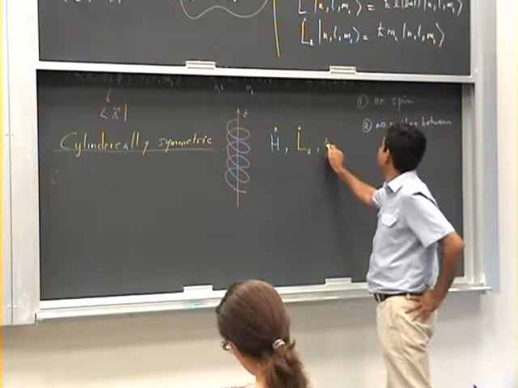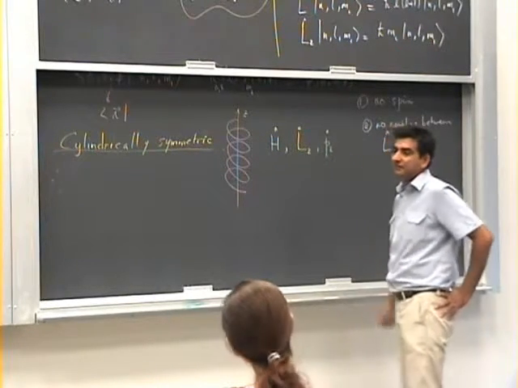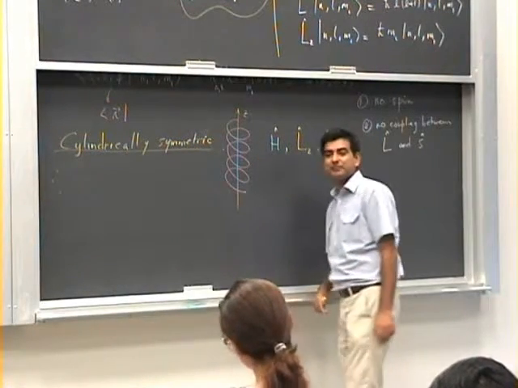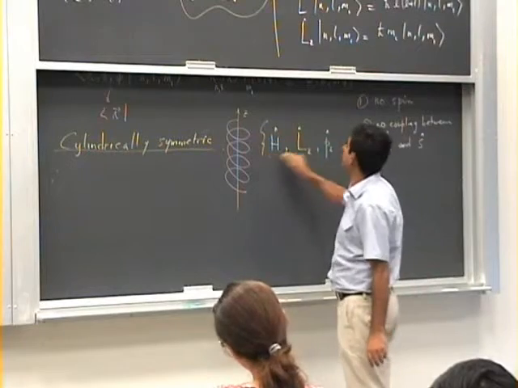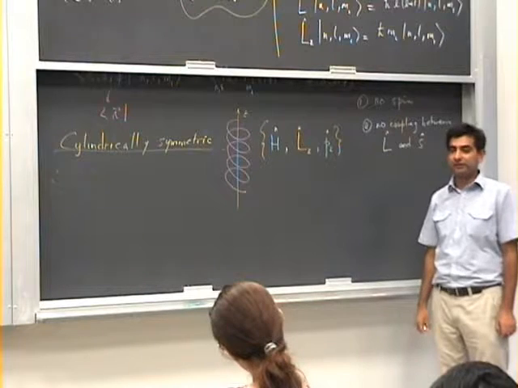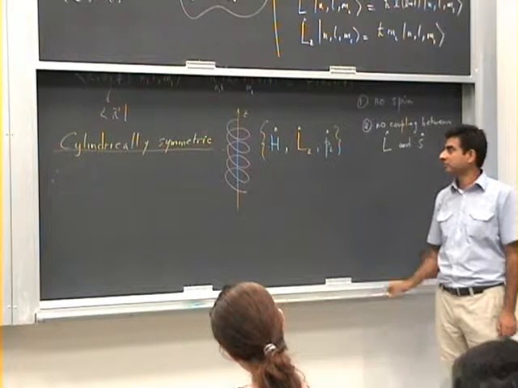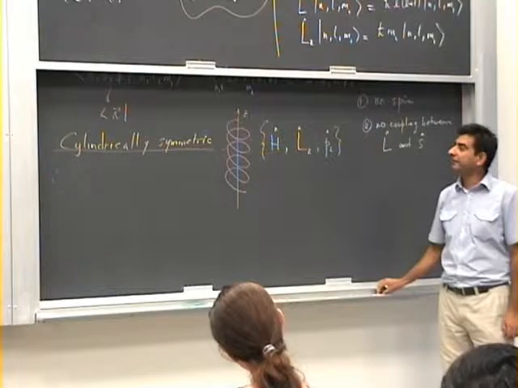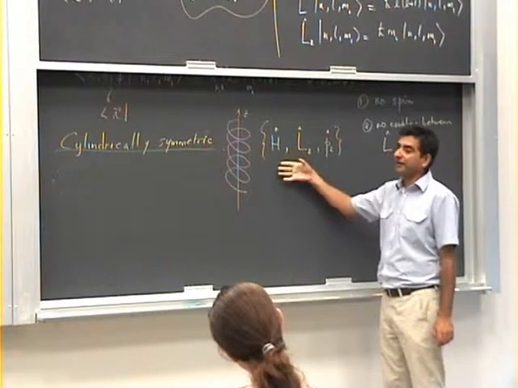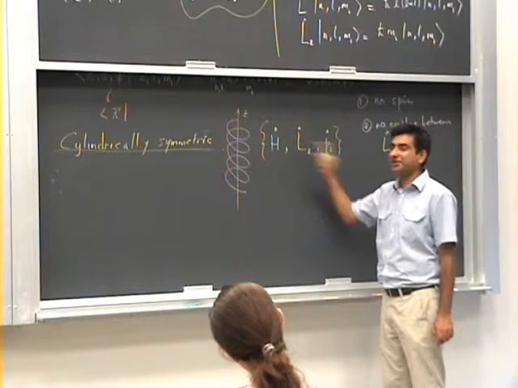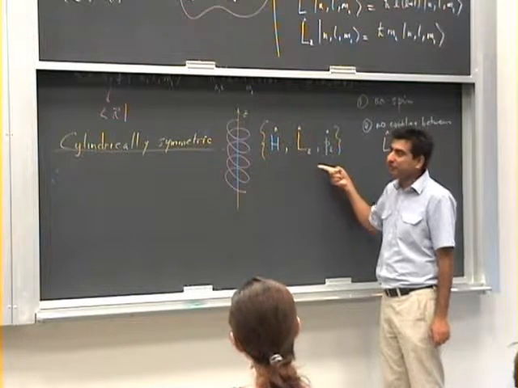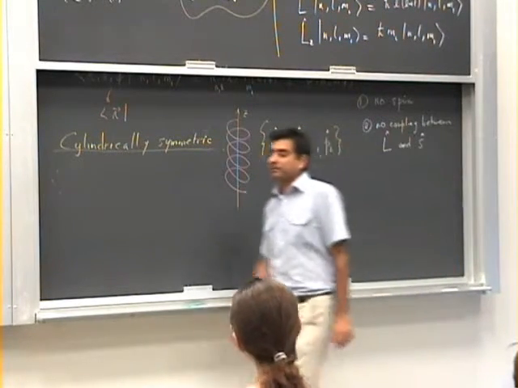What about PZ? You translate this system about the z-axis. Nothing changes. So this is a set of mutually commuting observables called a complete set of commuting observables, CSCO. And the quantum numbers associated with these operators will define your wave functions, which are the eigenstates of the Hamiltonian, and will also be eigenstates of this operator and eigenstates of this operator. Okay, so this is a cylindrically symmetric example.